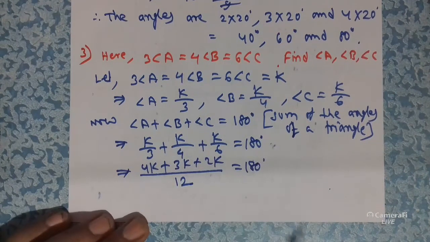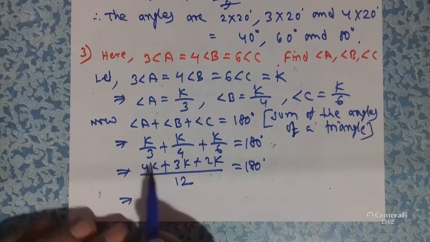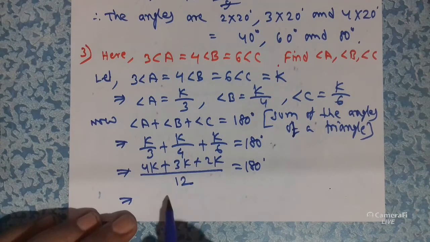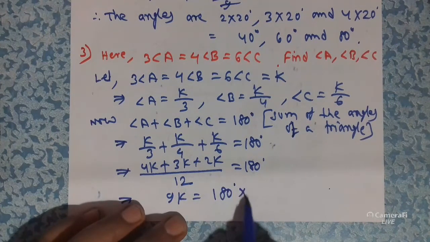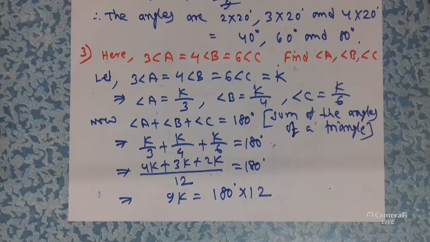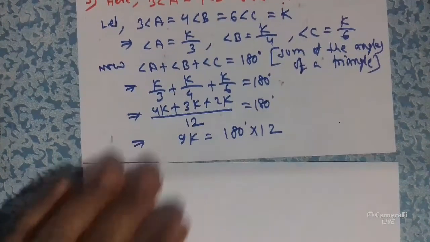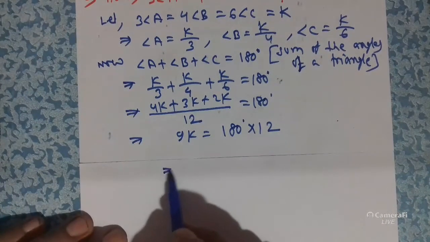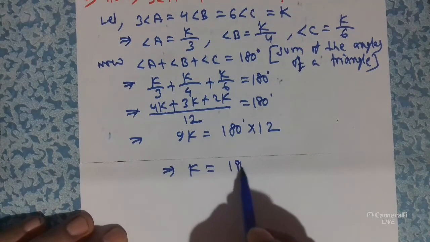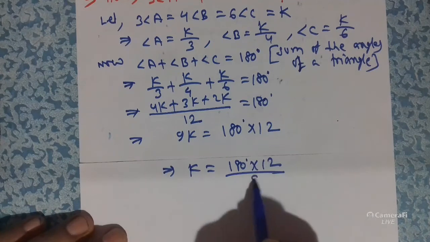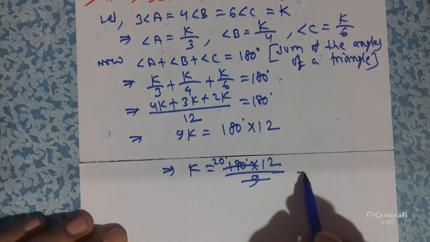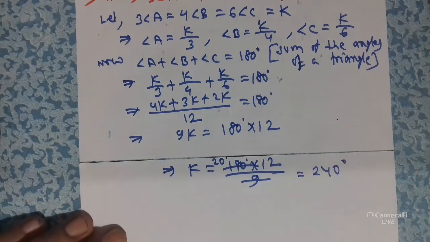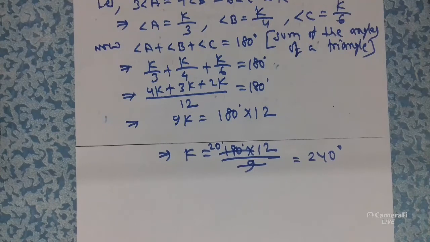And you know how to find the LCM. So 4K plus 3K plus 2K will be 9K, and here we have to multiply 12 with 180 degrees. Okay. Now after this, this implies K is equal to 180 into 12 by 9. So it will be 20, so it is 240 degrees. So the value of K is 240.